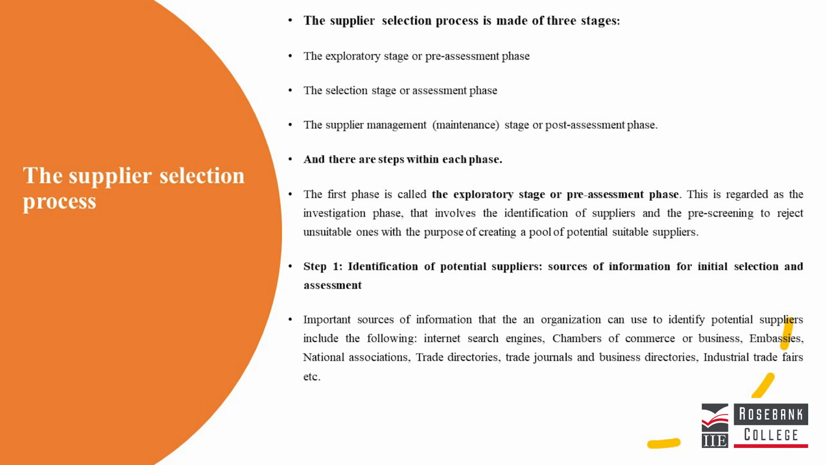The supplier selection process. The supplier selection process is made up of 3 stages. We have the exploratory stage, also known as the pre-assessment phase, the selection stage, also known as the assessment phase, and the last phase being the supplier management or the post-assessment phase. And there are steps within each of these phases.